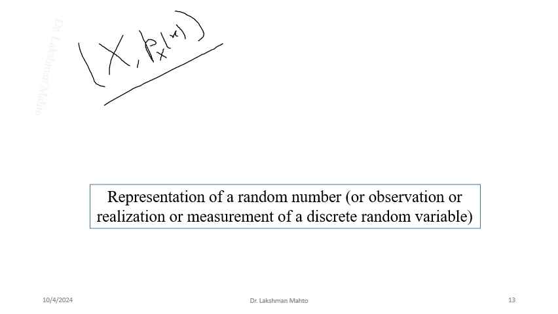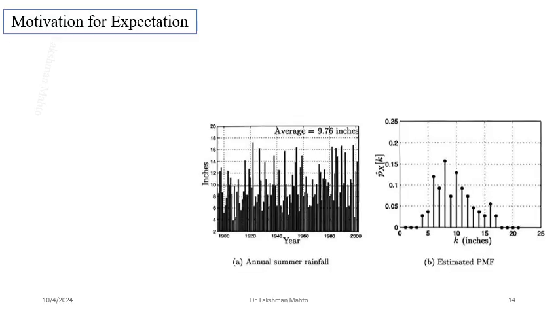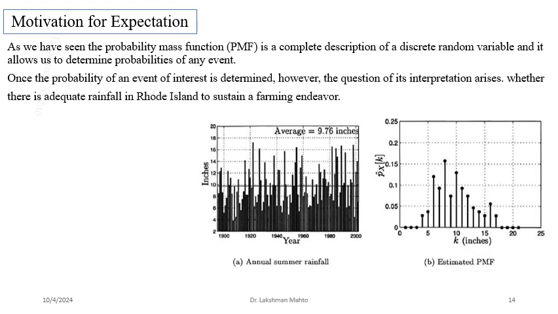So just knowing the distribution or probability mass function of X is not enough. You have to talk about the representation of those random numbers. As a motivating example, which I have taken from one book, you can see that these are the rainfall data.